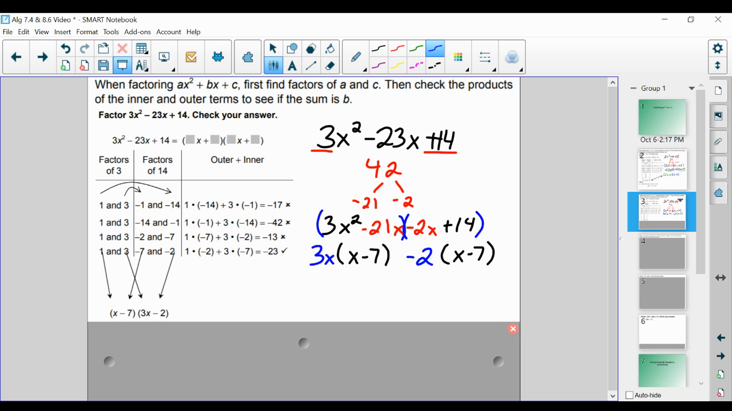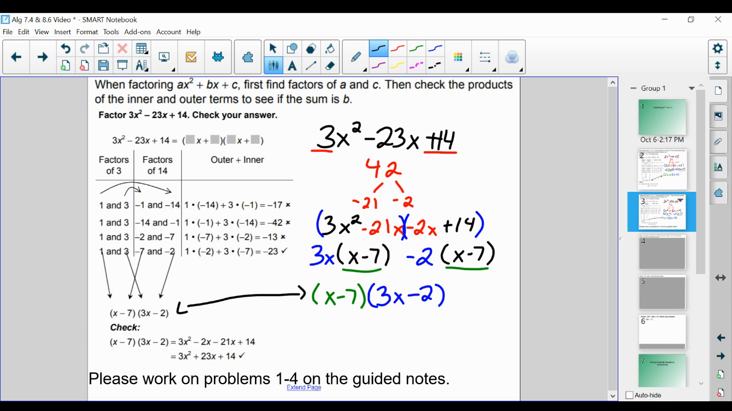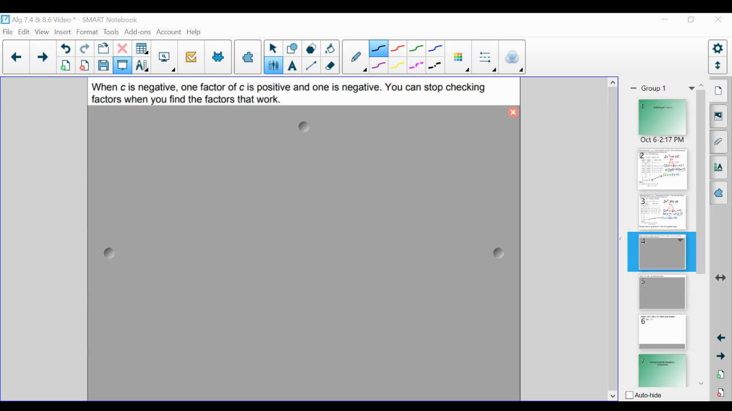So let's just double check. Negative 2x divided by negative 2 is positive x, and positive 14 divided by negative 2 is negative 7. So therefore, we do have our matching sets of parentheses. We have x minus 7, and then times whatever was on the outside in blue, 3x minus 2. And again, you're going to see we end up with the same answer as before. We can check our work, and that's awesome. With this in mind, please work on problems 1 through 4 on the guided notes and resume when ready to go forward. All right, so let's do another example.